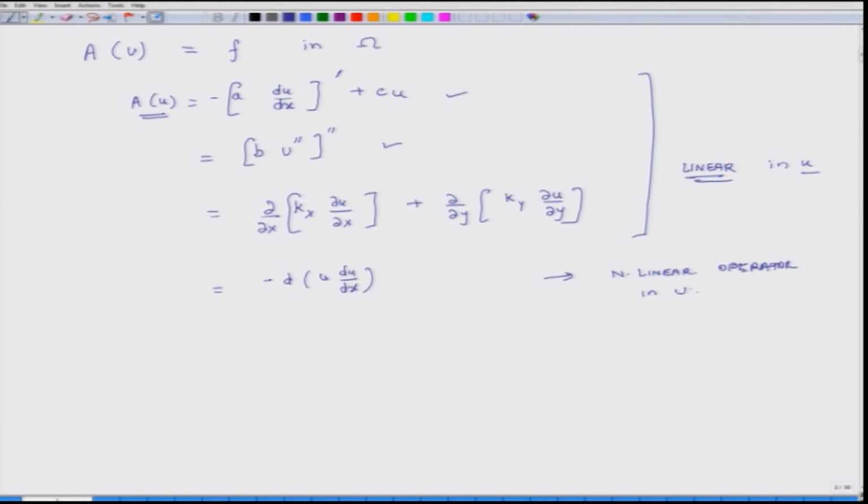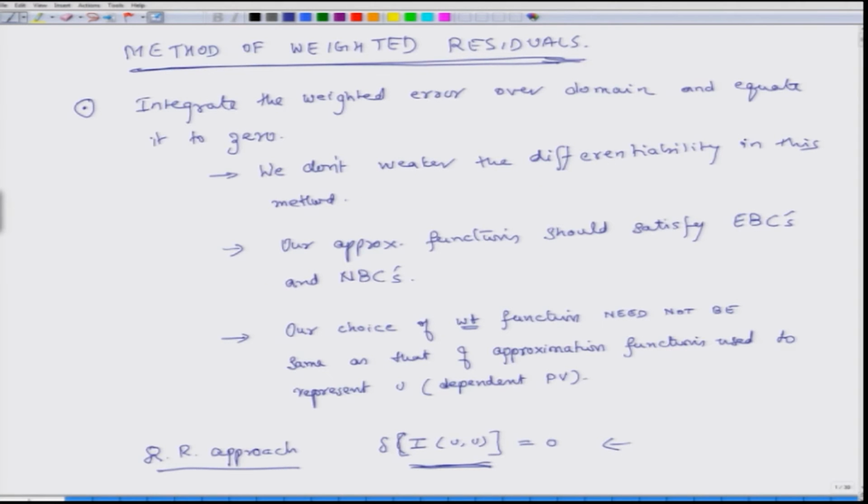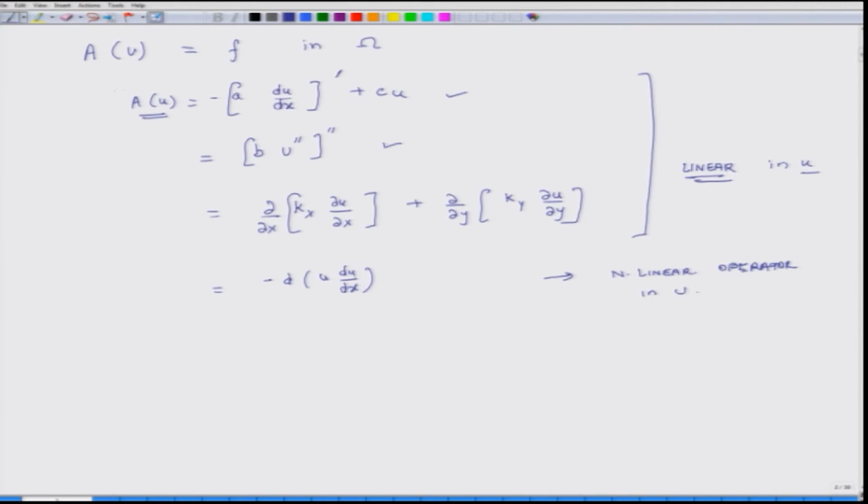It is a non-linear operator in u. So, the point I am trying to make is that this particular method of weighted residual approach will be fine regardless of the nature of these operators. A Rayleigh-Ritz approach will work for this, it may work for this, but it will not work for this. But these weighted residual approaches may work for all sorts of situations.